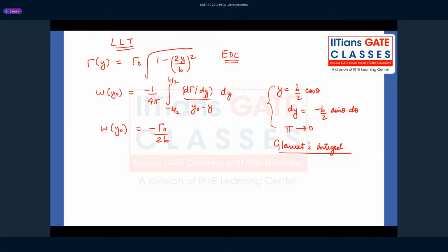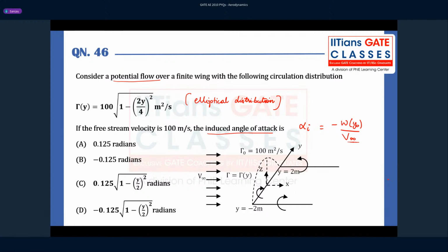So what do you find here? You find that the downwash is actually constant. The downwash is a constant. So for elliptical distribution of circulation, the downwash along the wingspan is constant. So guys, you tell me, if your downwash is constant and your V infinity is constant, what will happen to your induced angle of attack? Alpha I will also be constant.